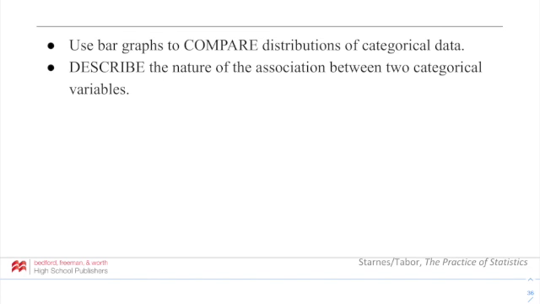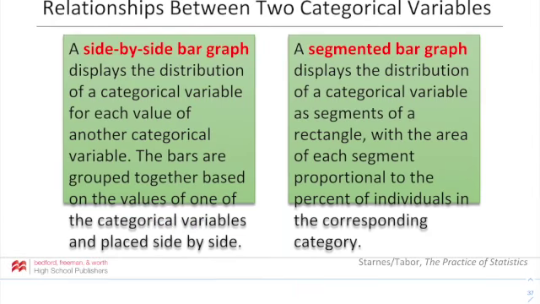The last piece we're going to talk about with categorical variables is using bar graphs to compare distributions and describe the nature of the association between two categorical variables. So we've already looked at how to create bar graphs, and you've also done some research on what makes good versus bad bar graphs. But we're going to look at two different other kinds of bar graphs.